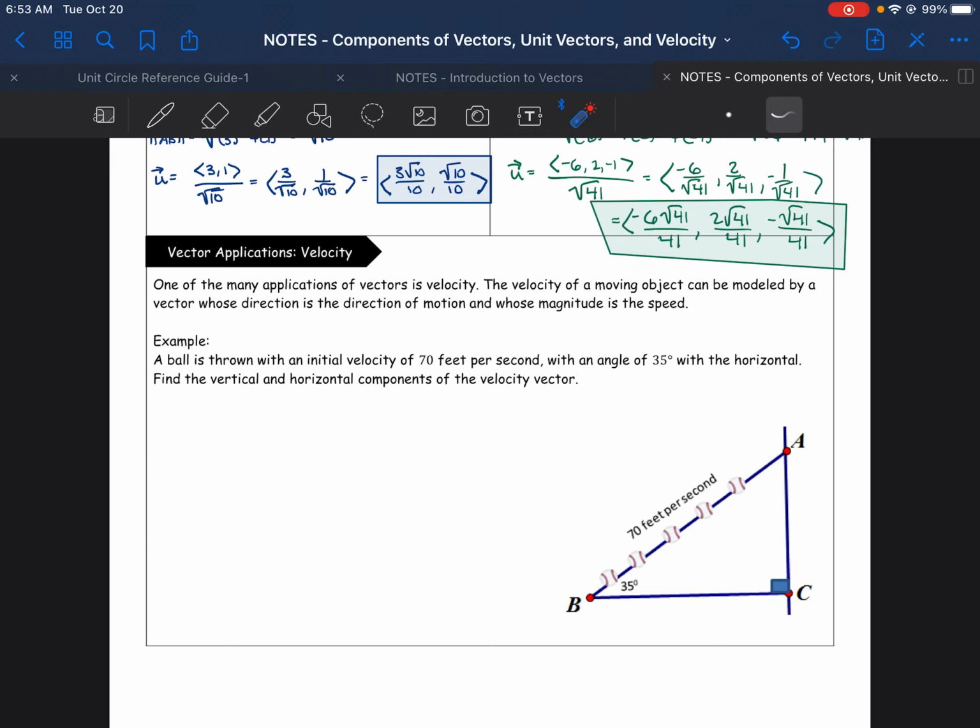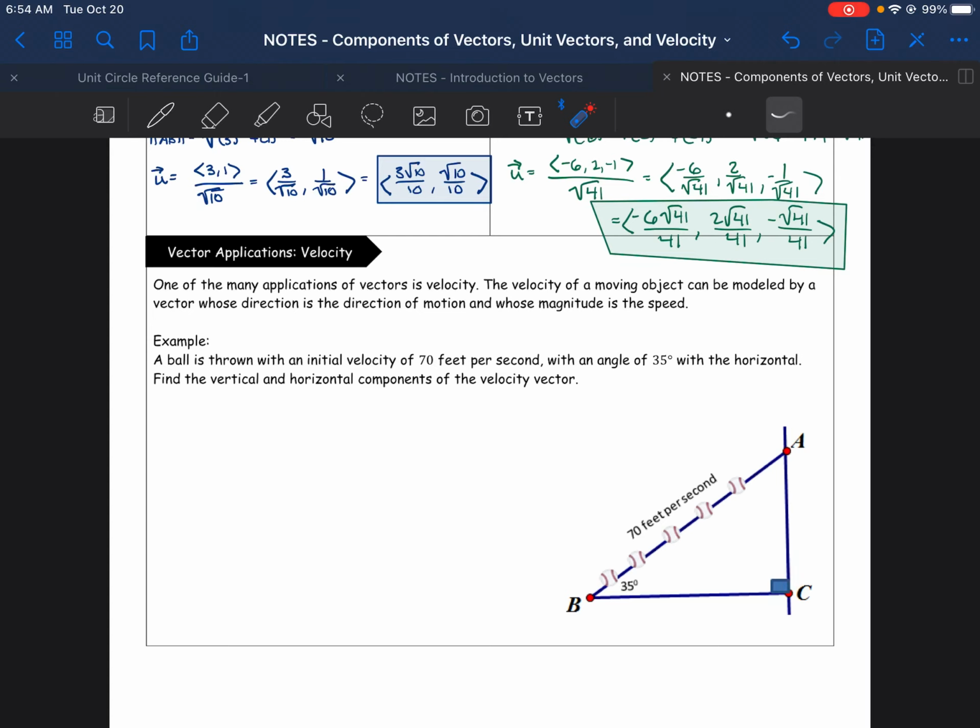So in this example, a ball is thrown with an initial velocity of 70 feet per second at an angle of 35 degrees with the horizontal. That means that in this image right here, here's the ball being thrown at 70 feet per second. 35 degrees with the horizontal means our angle 35 degrees is right here. Okay, so we want to find the vertical and horizontal components of the velocity vector. Essentially, what that means is we have this velocity vector right here, 70 feet per second, and we want to find its horizontal component, which would be this velocity component, and we want to find the vertical component, which would be this component right here.